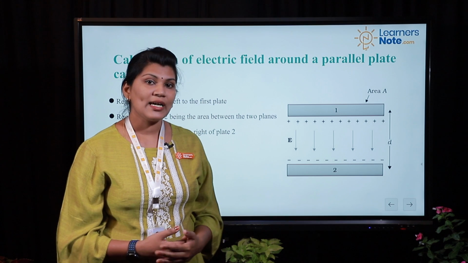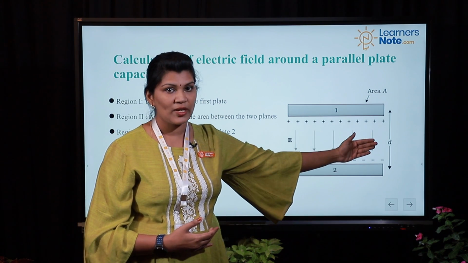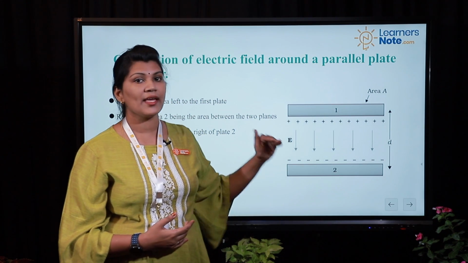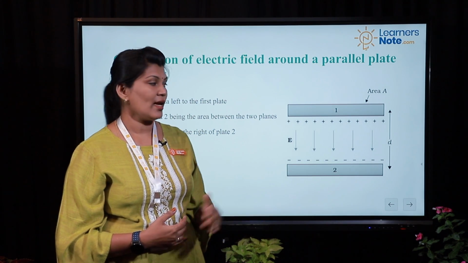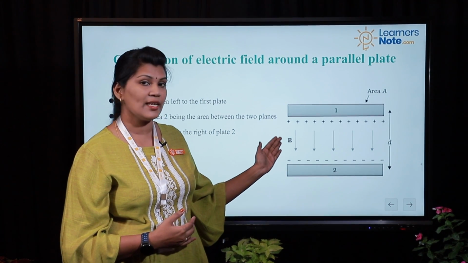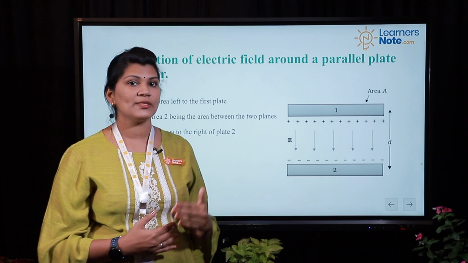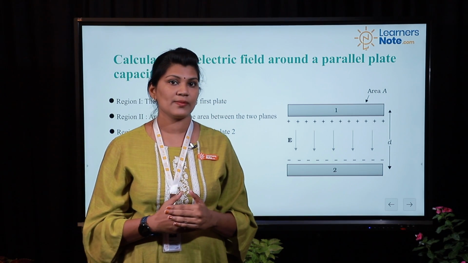For that, we have to consider a parallel plate capacitor separated by a distance small d, and A is the area of each plate. And here we can see an electric field, represented by the capital letter E. This electric field starts to flow from the positive charges towards the negative charges.